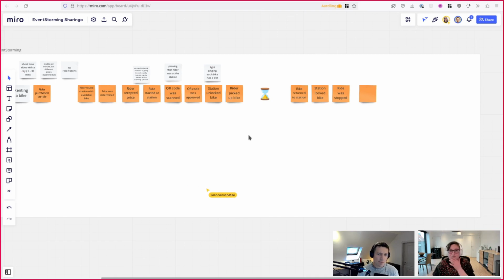I think the charging, I don't know if you wrote it down somewhere, but the fact that the bikes need to charge is probably going to be relevant as well. But that's maybe not something we need to manage right now. Okay, so when the ride was stopped, the price for the ride was calculated, and credits are going to be deducted from your bundle.